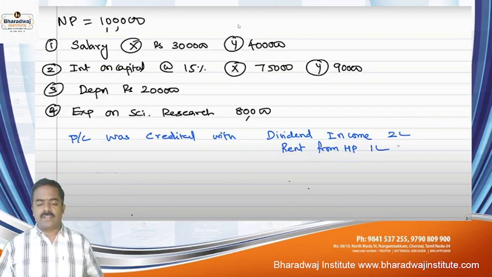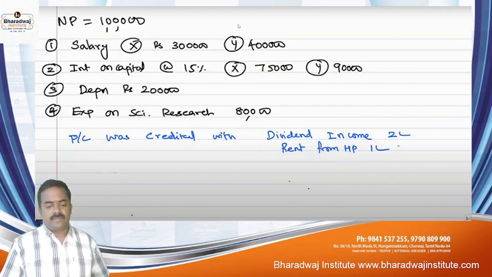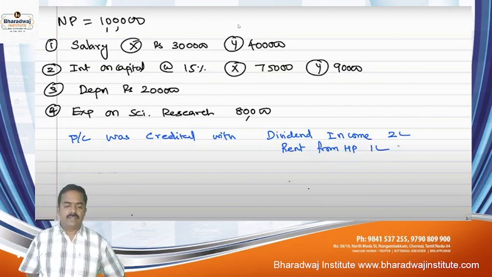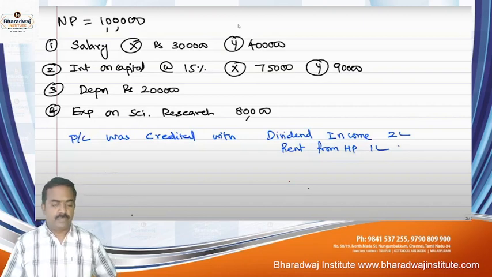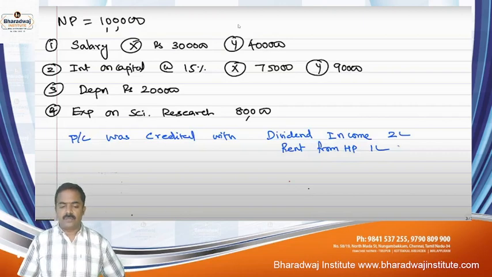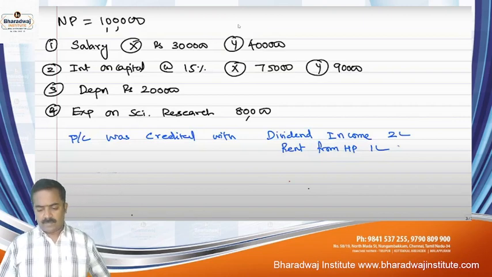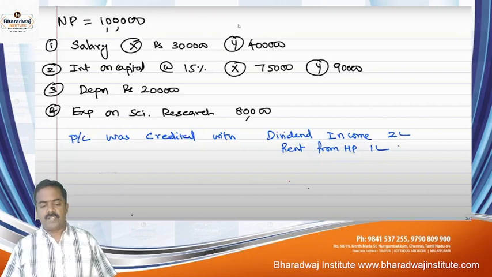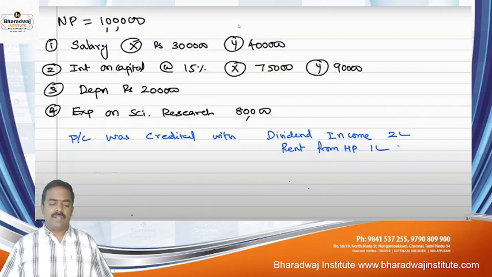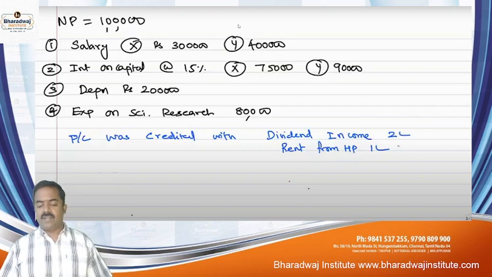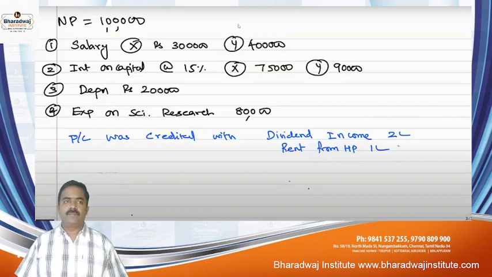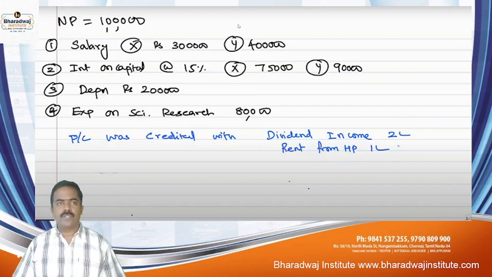Salary to X 3 lakhs and Y 4 lakhs. Interest on capital paid at the rate of how much percentage? 15%, 75,000, 90,000. Depreciation 2 lakhs. Expenditure on scientific research 80,000. Then P&L account was credited with dividend income 2 lakhs, rental income 1 lakh. Rental income from house property how much? 1 lakh.